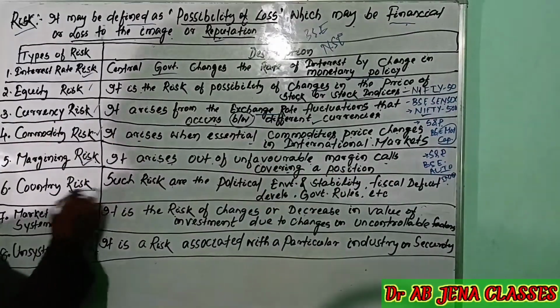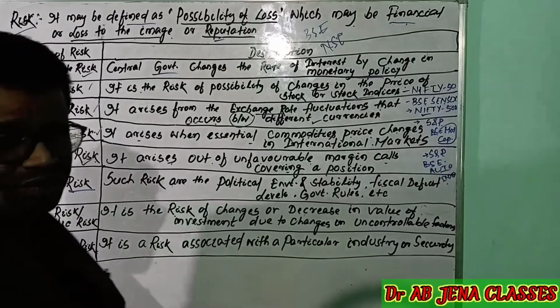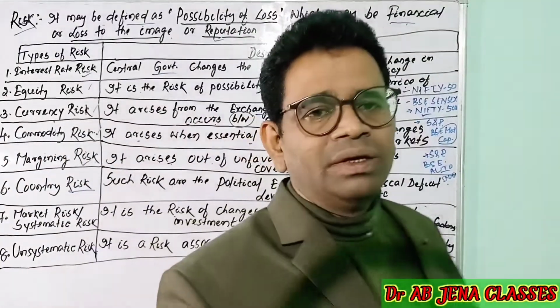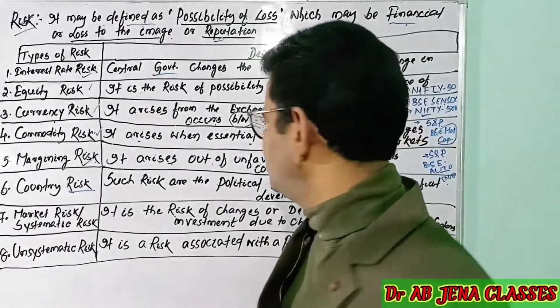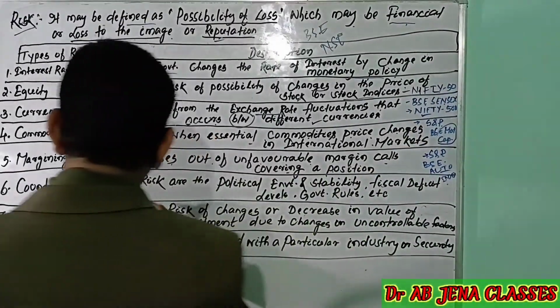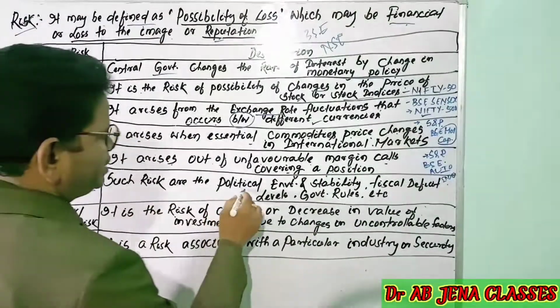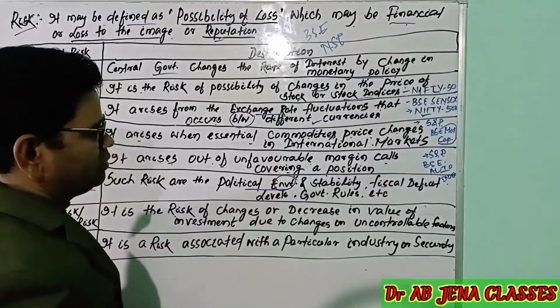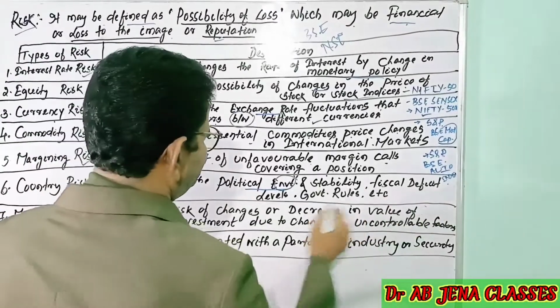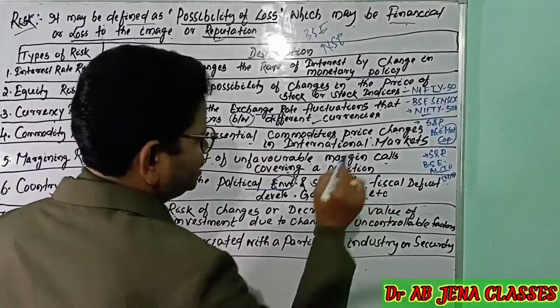The next one is country risk. The current situation is the war between Russia and Ukraine, so almost all countries are facing problems. Country risks relate to the political environment and stability, fiscal deficit levels, government rules, etc.